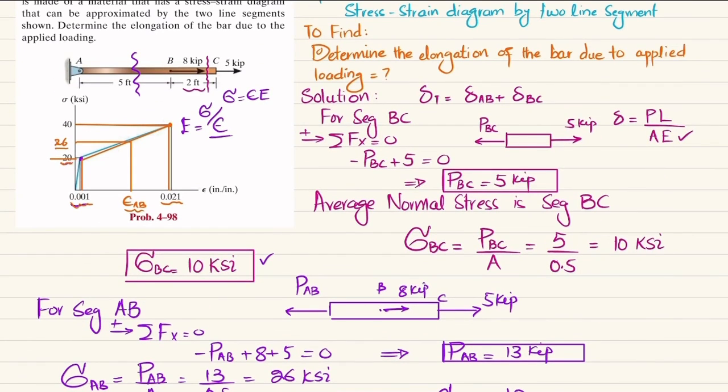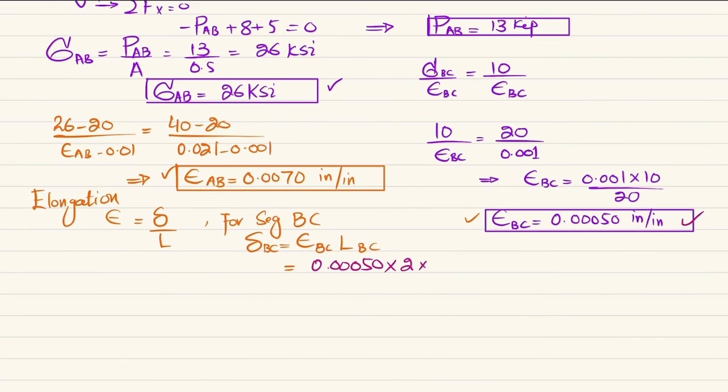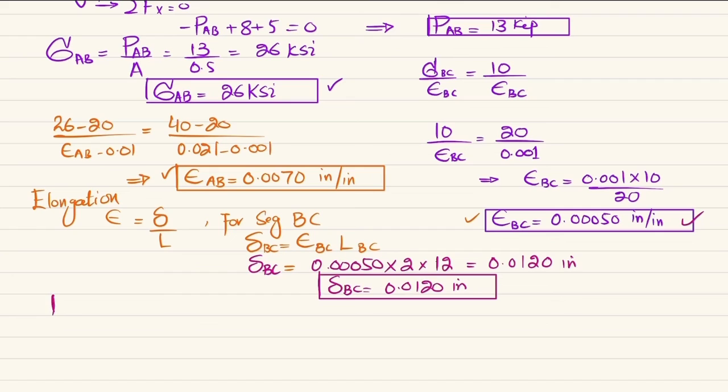So length of BC is 2 feet. We convert this feet into inch, so I will multiply it with 12. Okay, so when you multiply it will give you 0.0120 inch. So this will be the change in length of BC, 0.0120 inch.